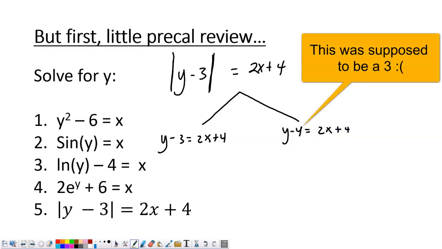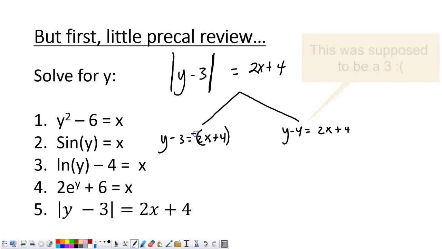And one of them I'm going to make the right side a negative, just like I did in the other one. And then we just are going to solve both of these. So we have y minus 3 is equal to negative 2x minus 4. So I distributed the negative there. And then I'm going to add 3 on both sides.